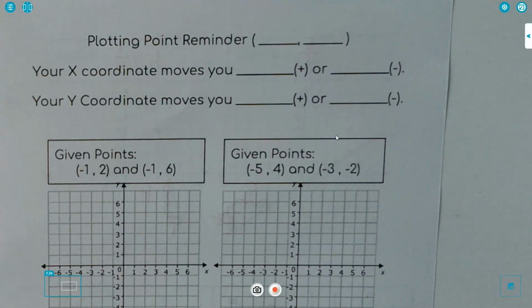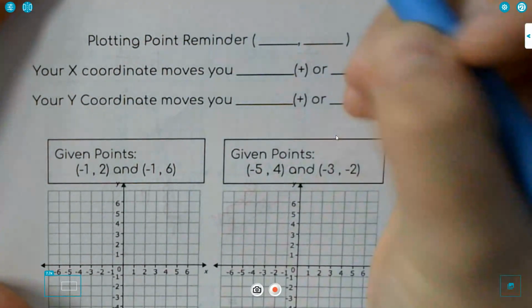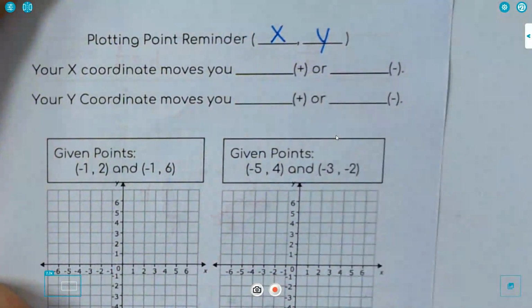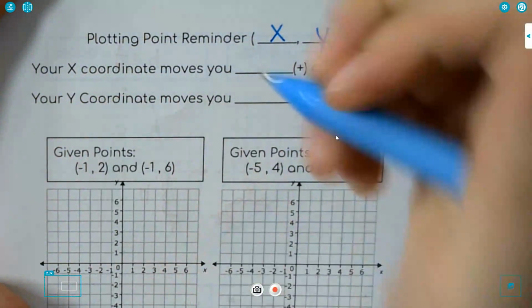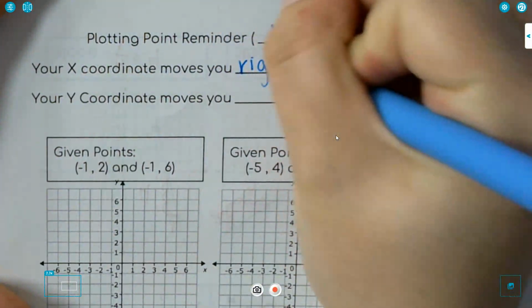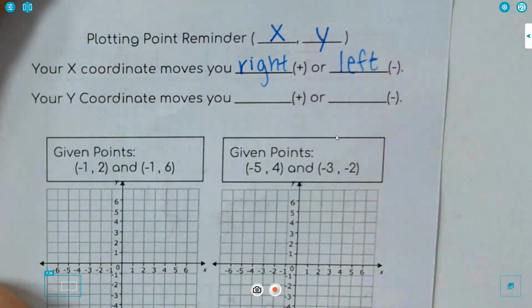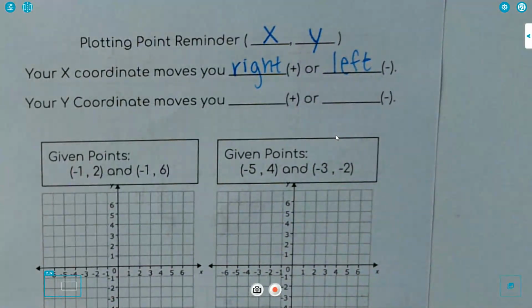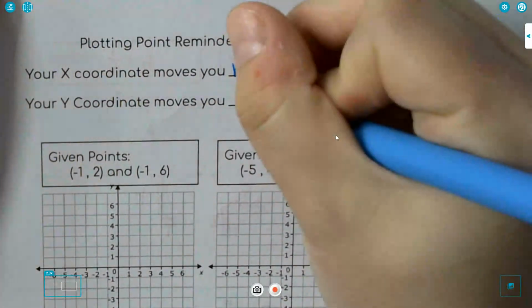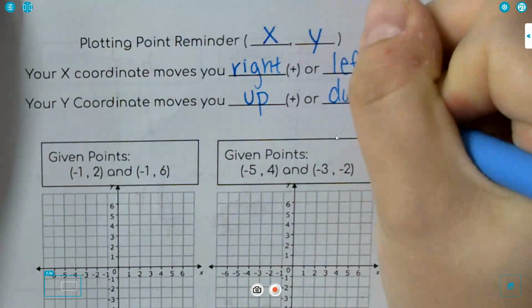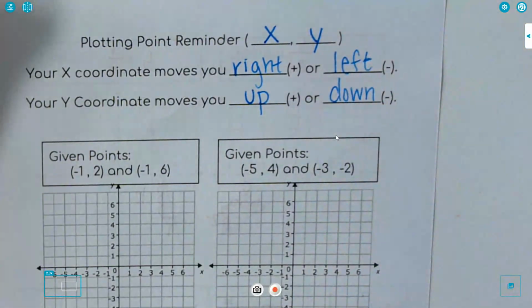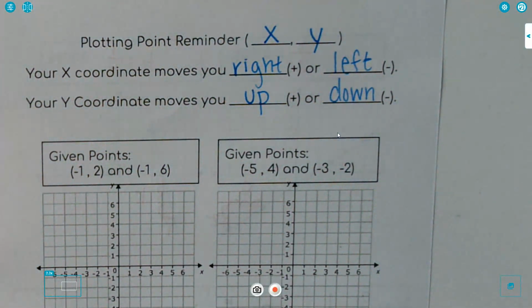So plotting reminder, we just did this in our coordinate plane review. Our ordered pair is x comma y. Your x coordinate moves you right or left. So right is positive, left is negative. And your y coordinate moves you up or down. Up is positive, down is negative.